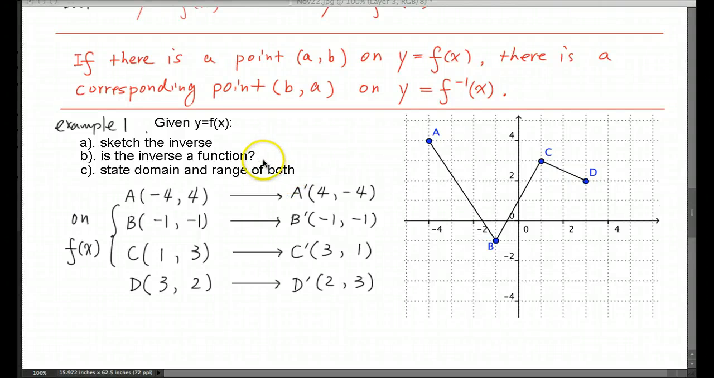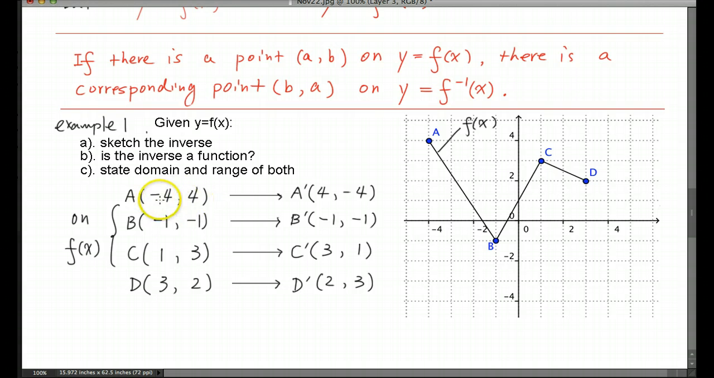Okay, look at example 1. Given the function we plotted here, y equals f(x). All 4 points you can easily find the coordinates of, so I listed them here. And then to sketch the inverse, you just need to find the corresponding points of these 4 on the inverse.